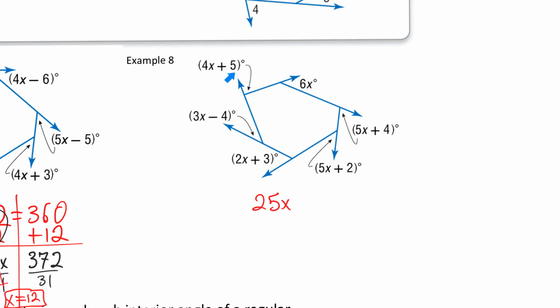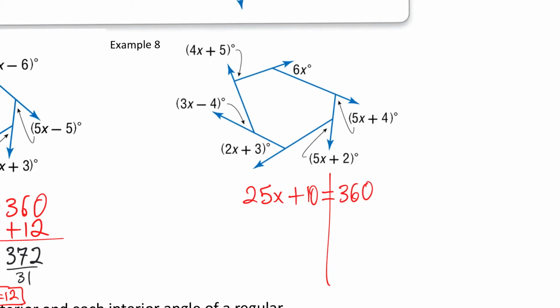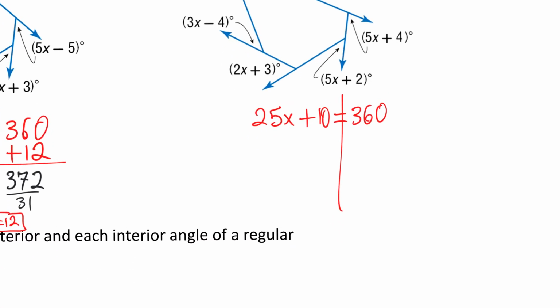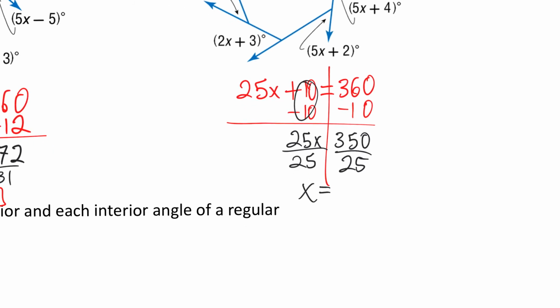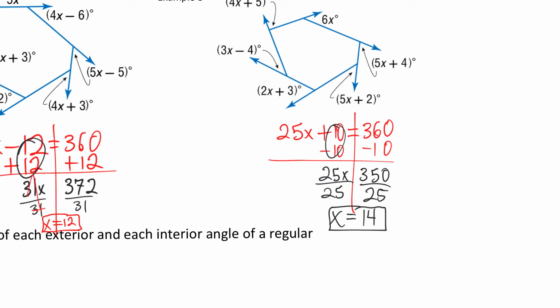Now for just the numbers, so 5 plus 4, 9 plus 2, 11 plus 3, and 14 minus 4 is 10. Okay, so all those together equals 360. Subtract 10. That zeroes out. 25x equals 350. Divide by 25. So x equals 14.